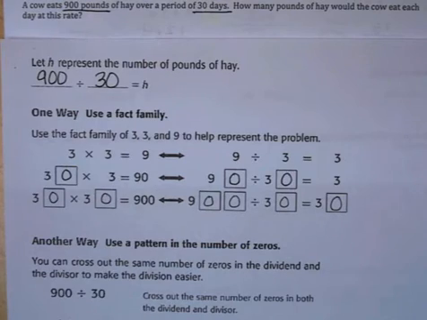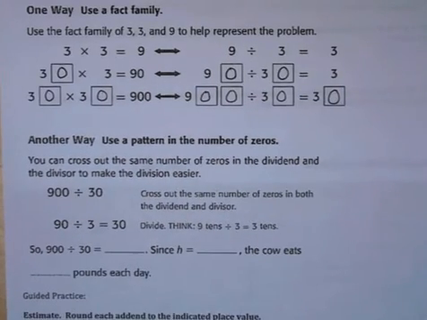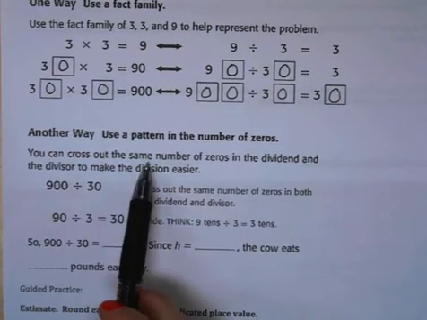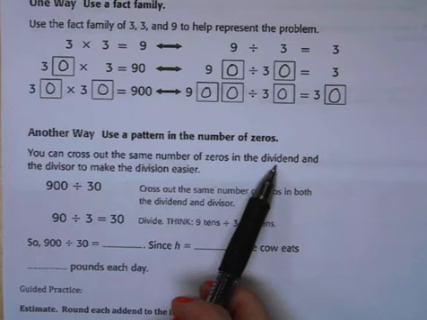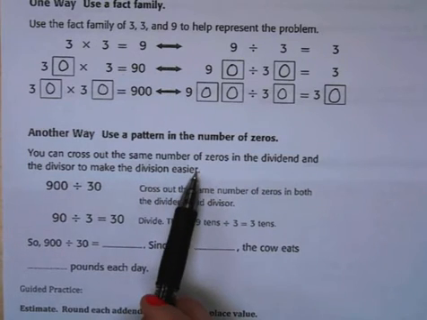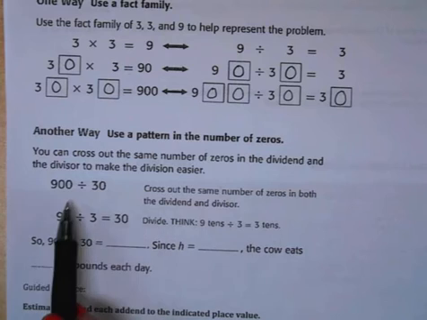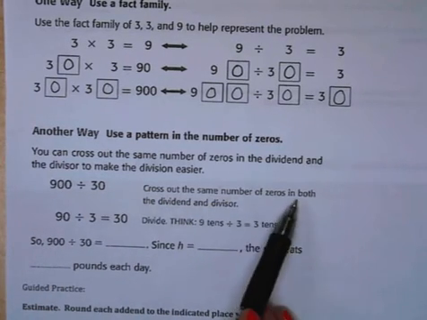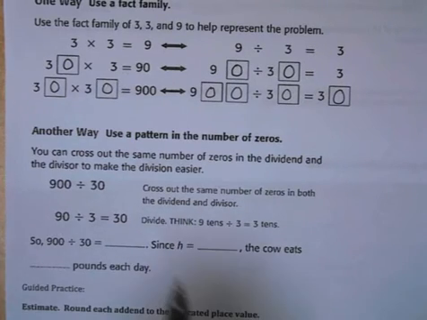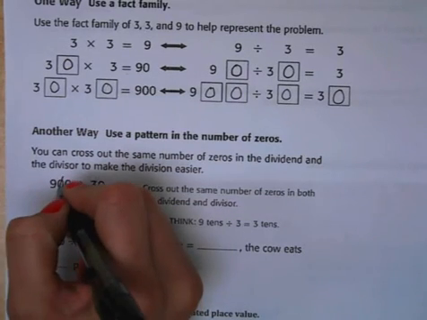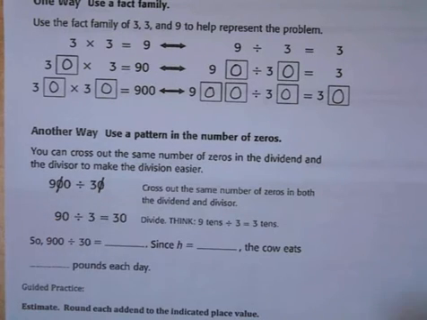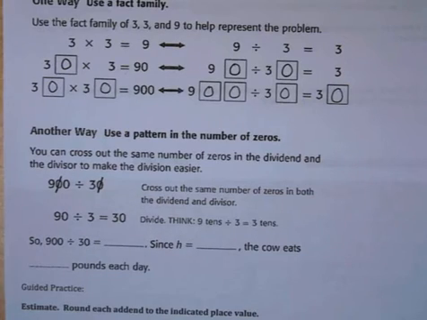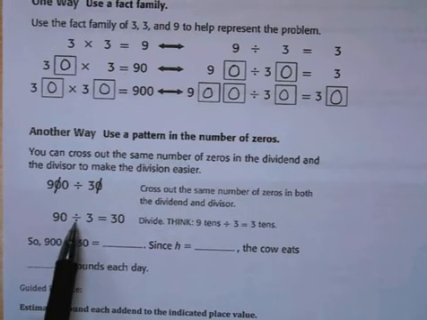Now another way we could use is a pattern in the number of zeros. So you can cross out the same number of zeros in the dividend and the divisor to make the division easier. So if we start off with 900 divided by 30, it says cross out the same number of zeros in both the dividend and the divisor. So if we cross off 1 zero here, we cross off 1 zero here. Now that's all the further we can go because we don't have any more zeros left in our divisor. So now we're left with 90 divided by 3.